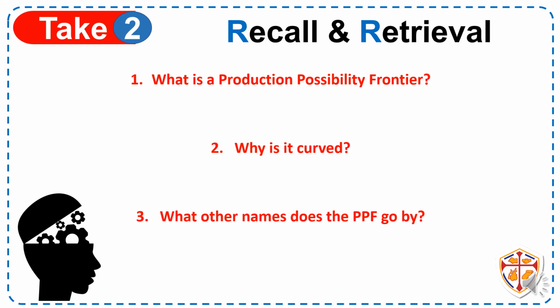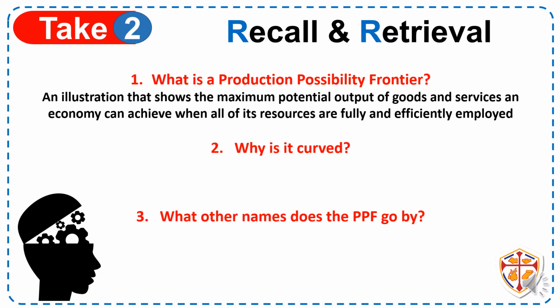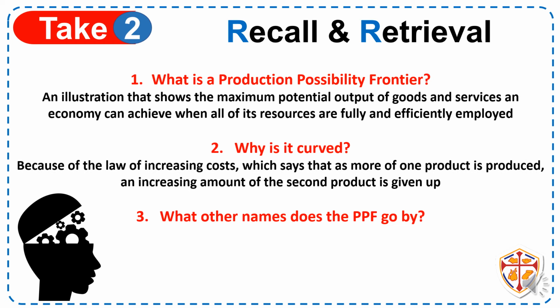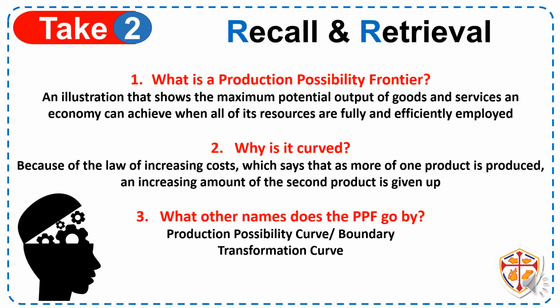Okay, let's go through the answers. A production possibility frontier is an illustration that shows the maximum potential output of goods and services an economy can achieve when all of its resources are fully and efficiently employed. It's curved because of the law of increasing costs, which says that as more of one product is produced, the amount of the second is given up. The production possibility frontier is also known as the production possibility curve or boundary and transformation curve, but was originally called the production substitution curve.